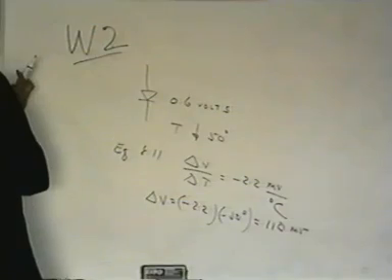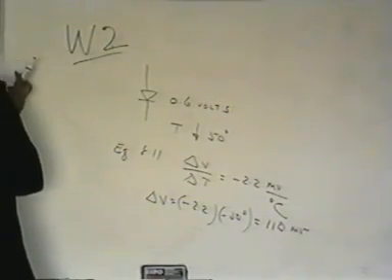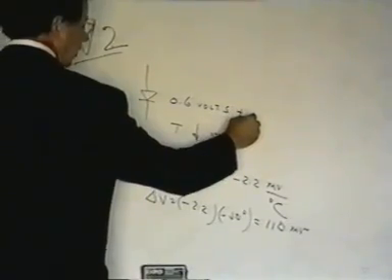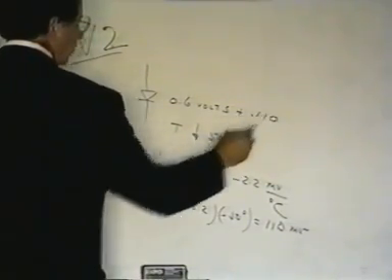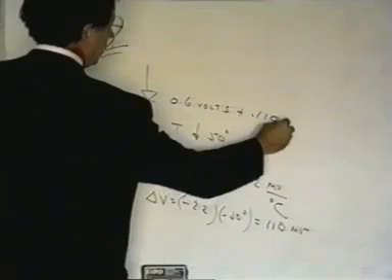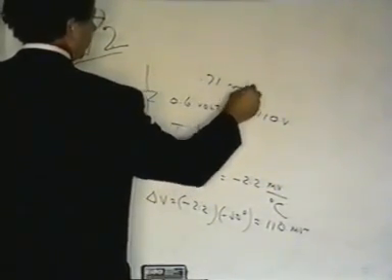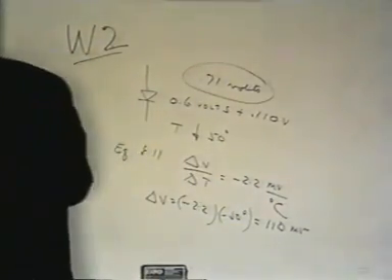Well, the original voltage was 0.6 of a volt, so we take the 0.6 and we add to this 110 millivolts, and so the new voltage would be 0.71 volts. 0.71 volts is the answer.